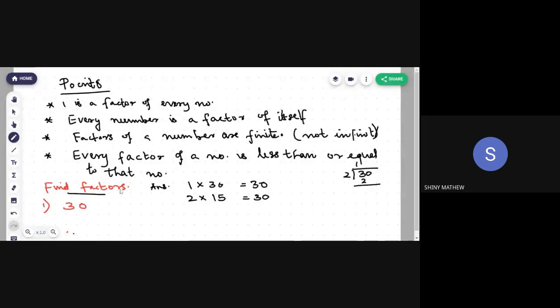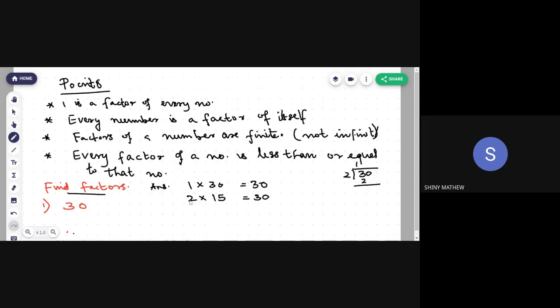Here, find factors. Below you can write the first question, that is the number 30. We can find all factors of 30 this way, that is easy. Now I am telling one easy method for finding the factors of any number. If the number is big, then also you can apply this method. First you listen. Anyway, 1 is a factor of 30, so 1 into 30 is 30, you write.